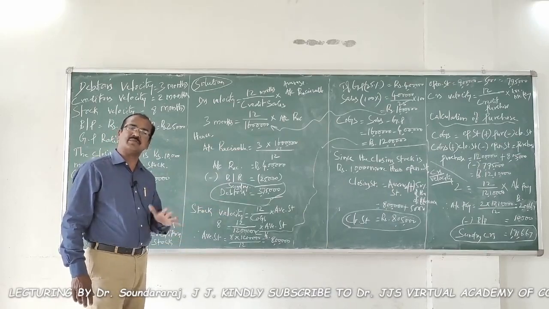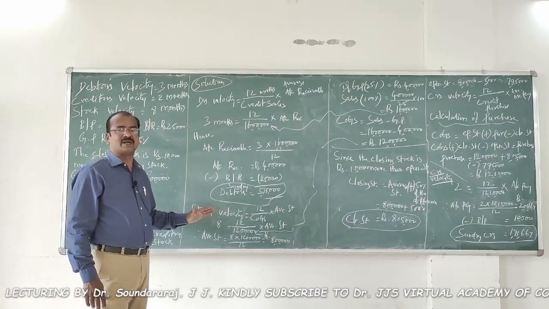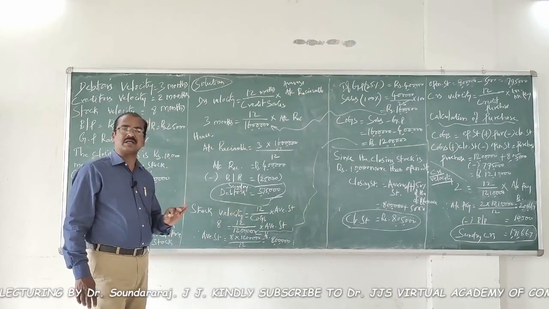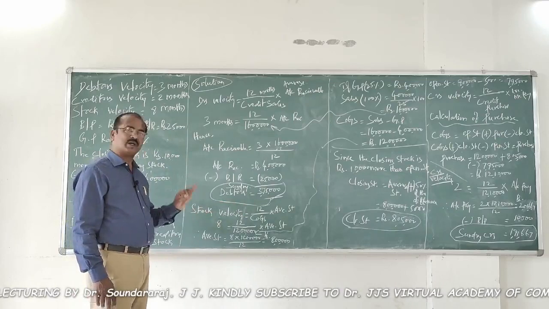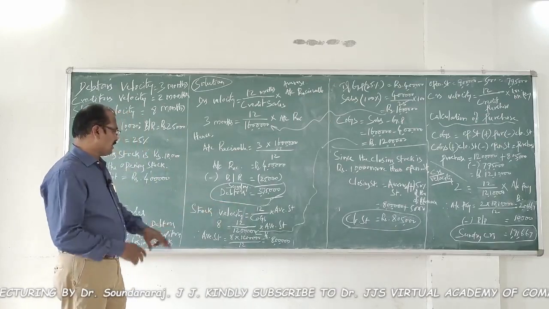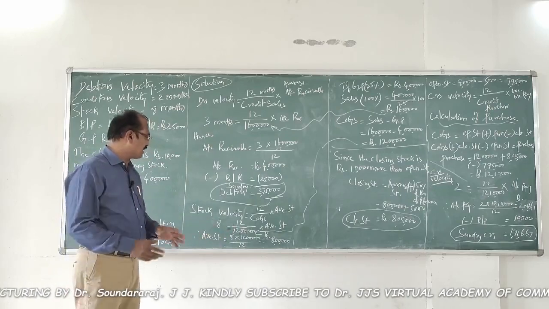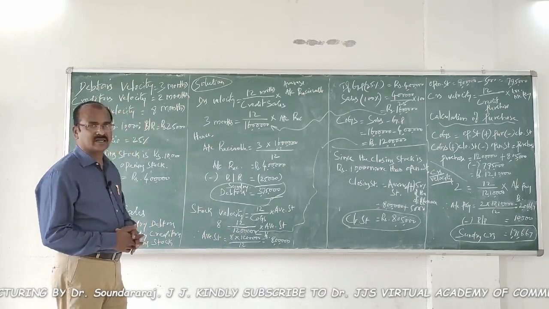Cost of goods sold divided by average stock. Since it is given in months, what is the formula we have made use? 12 months divided by cost of goods sold into average stock. We know the answer is 8 months. So 8 is equal to 12 divided by 12 lakhs. That's a cost of goods sold.